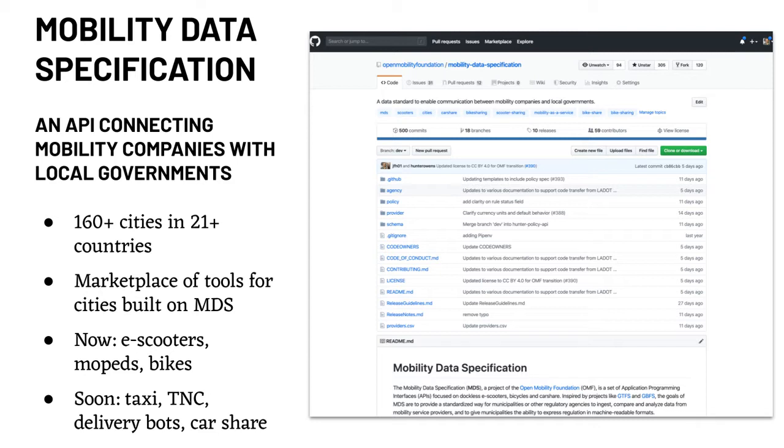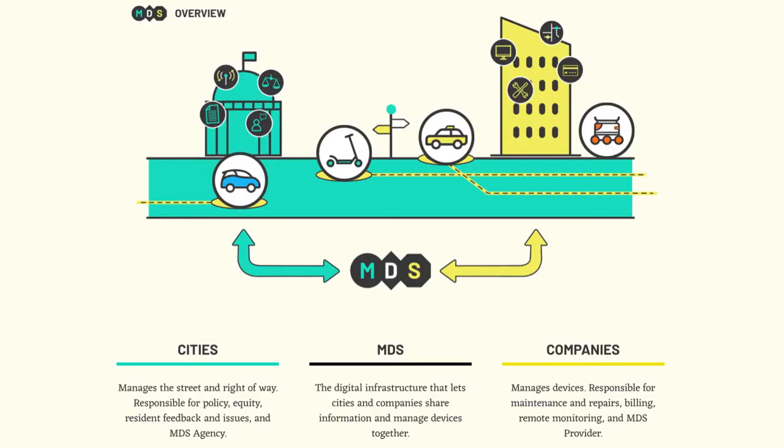And it's generated a marketplace of tools for cities to manage the public right-of-way, and vendors have come out of this to help both sides, the mobility companies and local governments, and do this data sharing and digital policy. It started with e-scooters, mopeds, and bikes, but we're really into the space now for taxis, TNCs, delivery robots, and car share as well. And some other future things like urban air mobility are on our radar too.